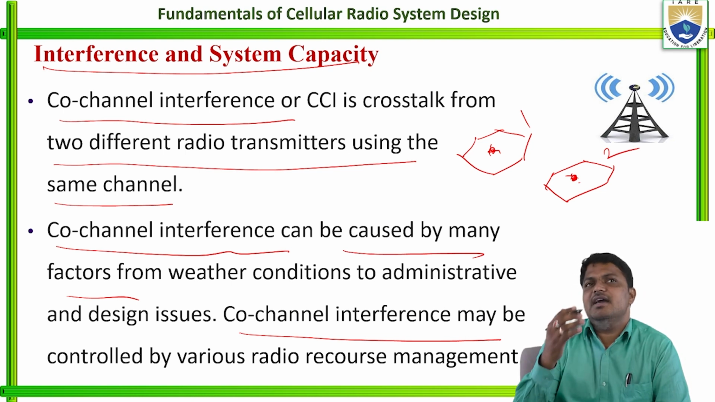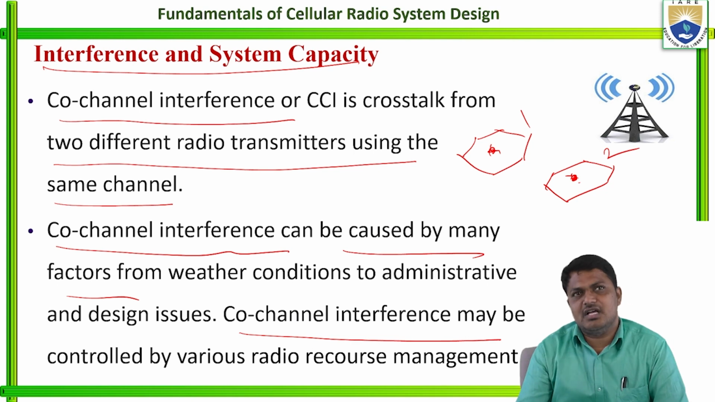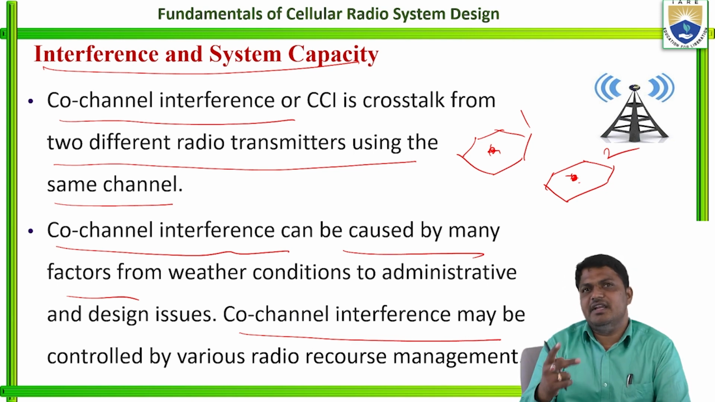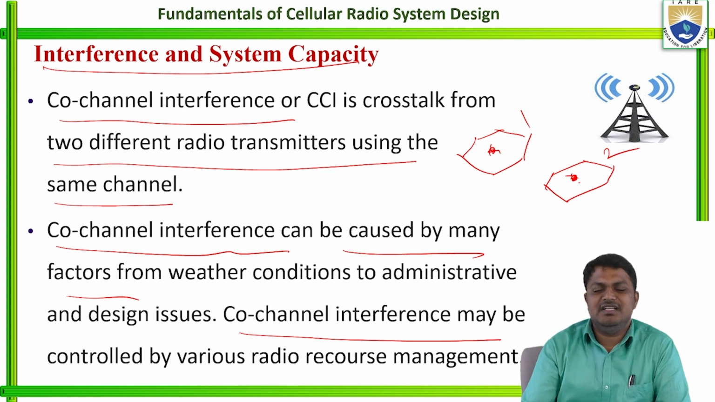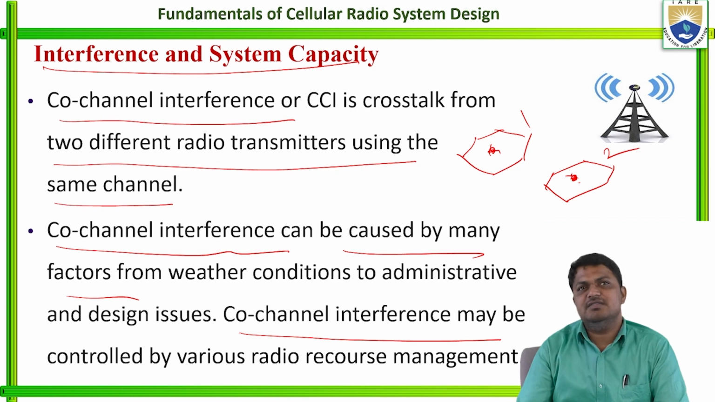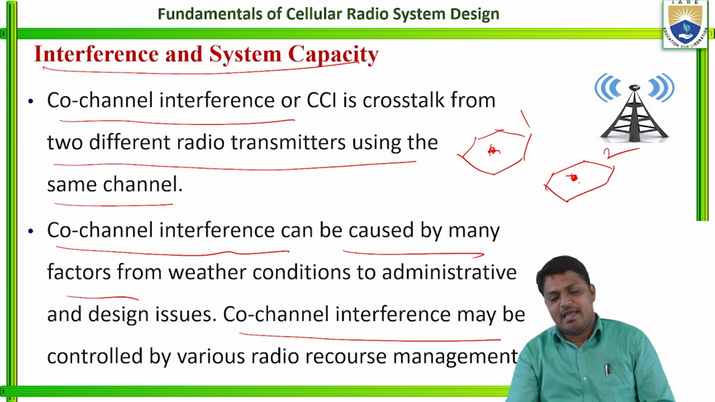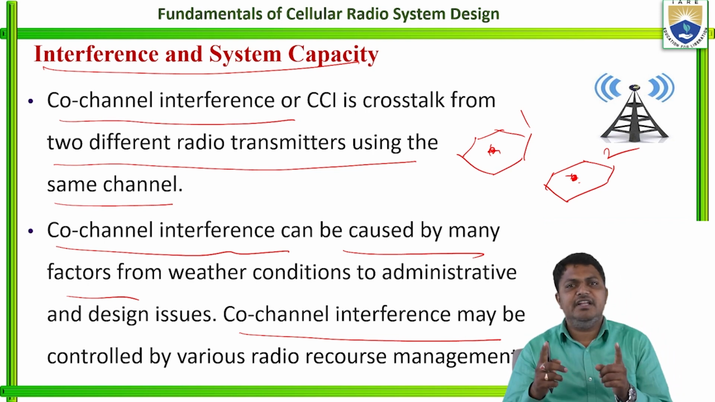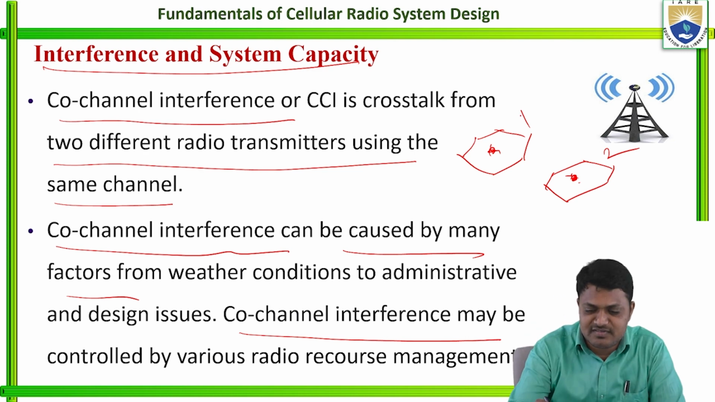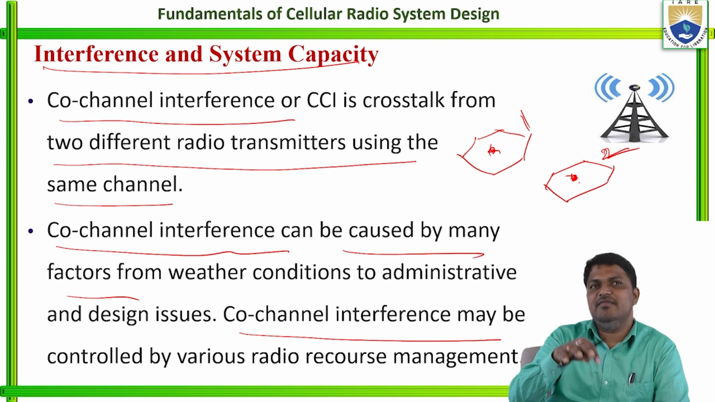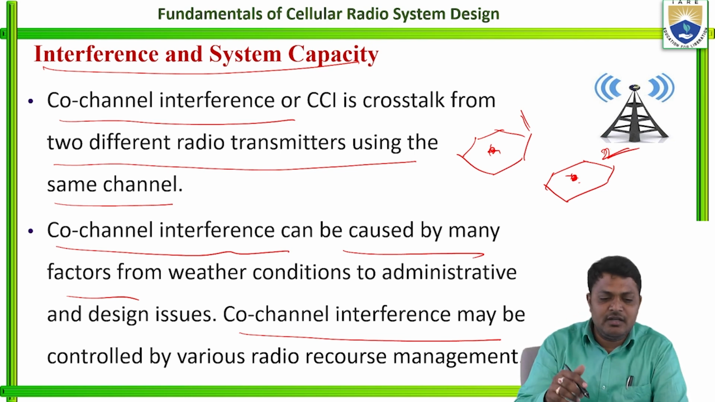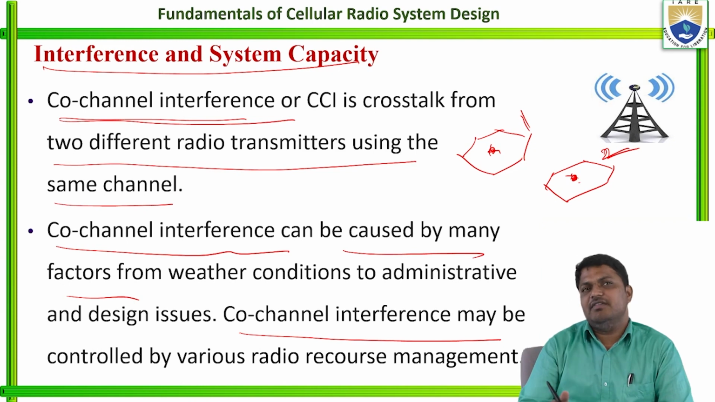The co-channel interference or crosstalk is mainly from different radio transmitters using the same channel. It occurs when two different radio transmitters use the same channel. For example, this is one transmitter and this is another transmitter. These two transmitters are using the same frequency or same channel. Then only the co-channel interference or crosstalk will occur.